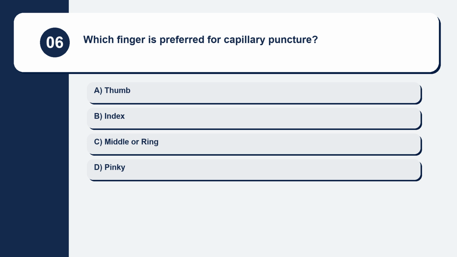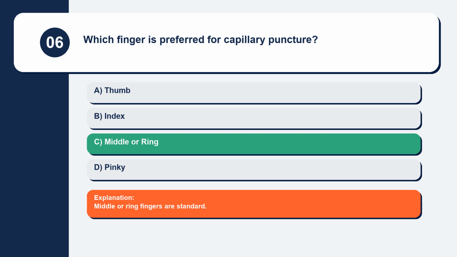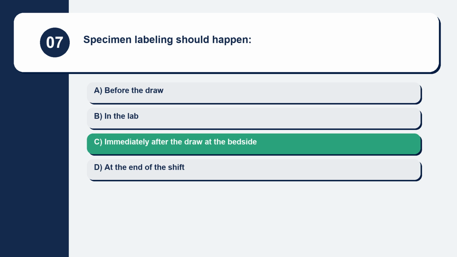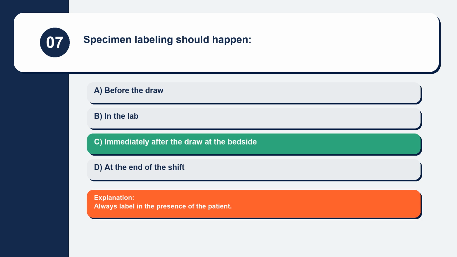Question 6. Which finger is preferred for capillary puncture? Thumb, index, middle or ring, pinky. Middle or ring fingers are standard. Question 7. Specimen labeling should happen before the draw, in the lab, immediately after the draw at the bedside, at the end of the shift. Always label in the presence of the patient.